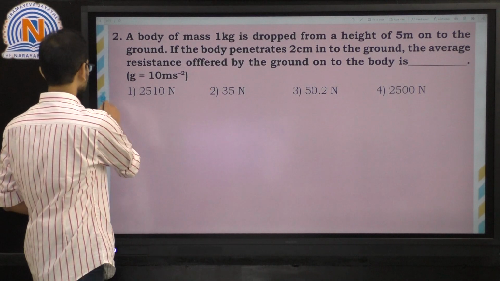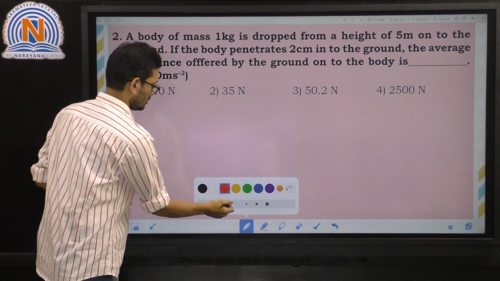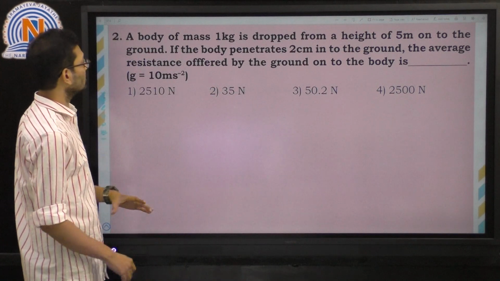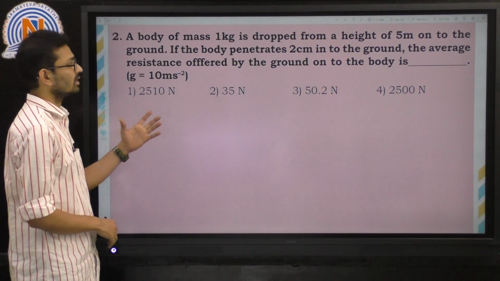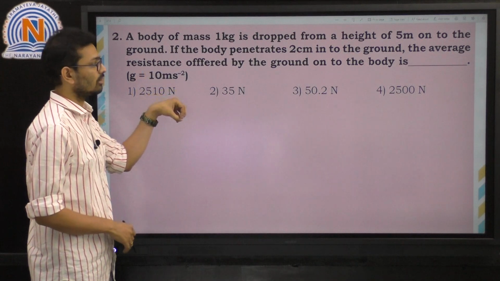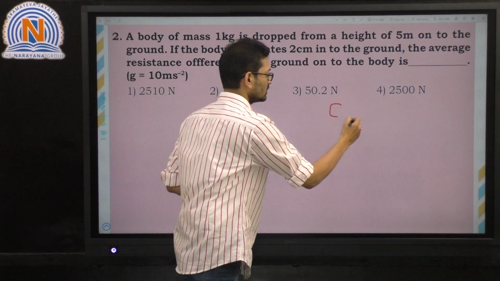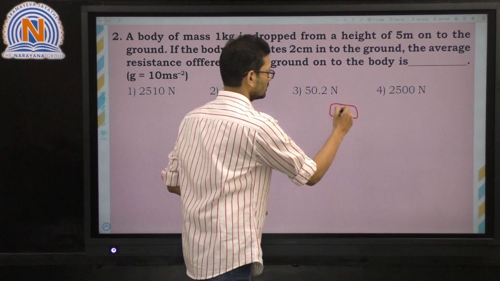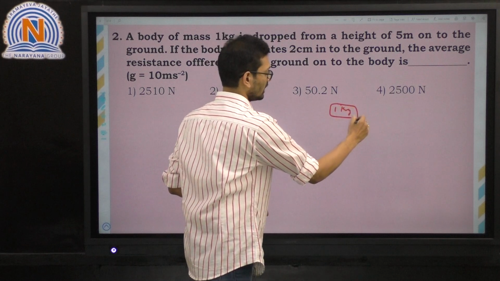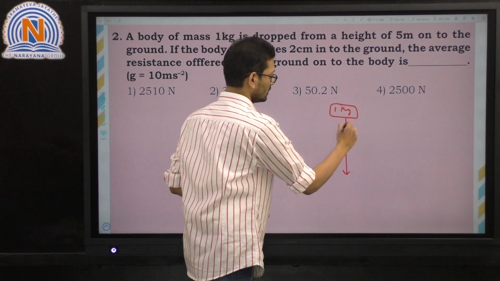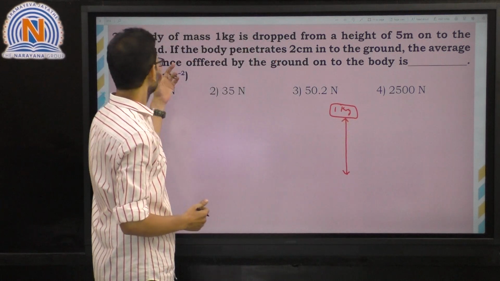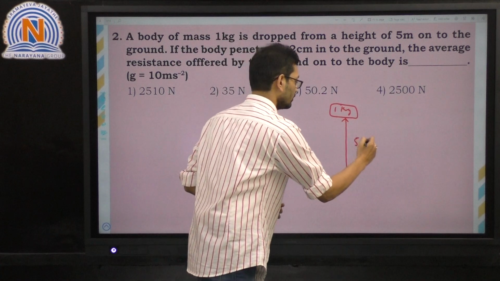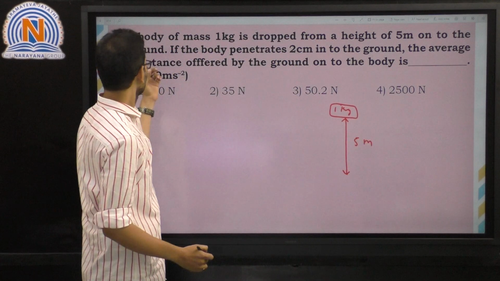Here, your next question is this. A body of mass 1 kg is dropped from a height of 5 meters. Let us take this as a body of mass 1 kg. It is dropped from a height of 5 meters on the ground.